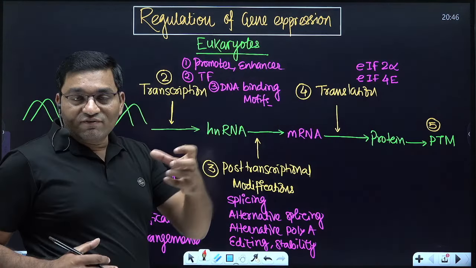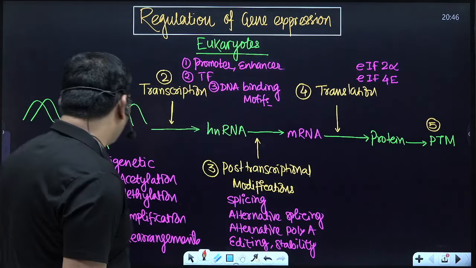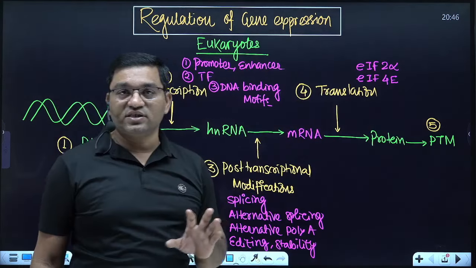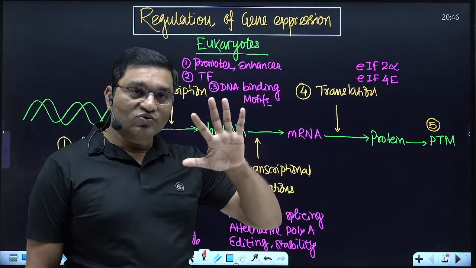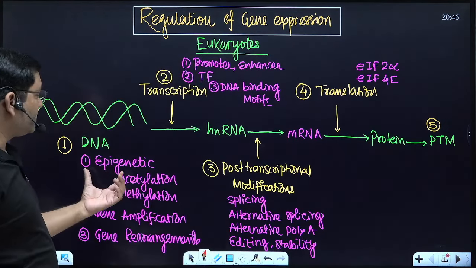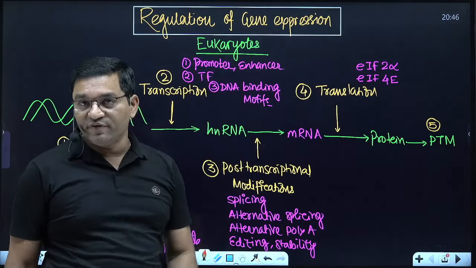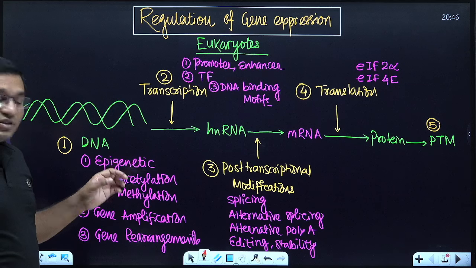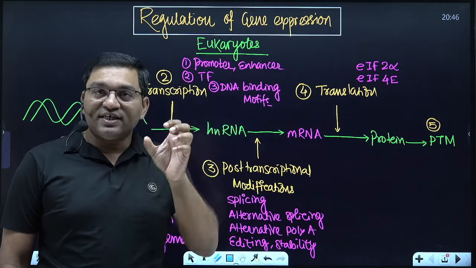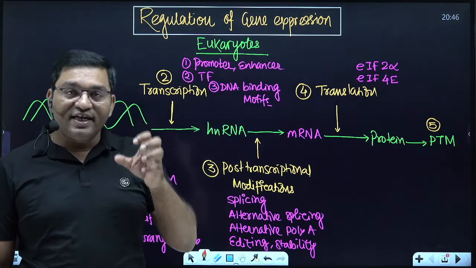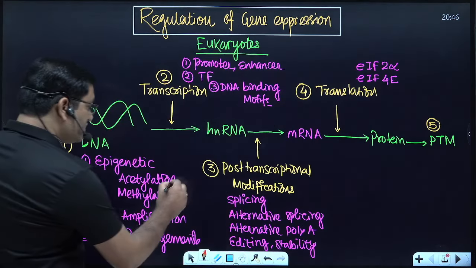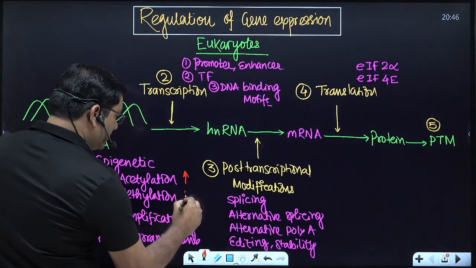So there are different levels for the regulation of gene expression. One at the DNA level, then the transcription level, post-transcriptional level, translational level, and post-translational modifications. These are the five stages at which the regulation of gene expression is done. The most important are the epigenetic modification and post-translational modifications. In epigenetic modification, without altering the nucleotide sequence, epi means above, genetic means genome, without altering the DNA sequence, reversible heritable chemical modifications in the histone proteins are done. For example, acetylation will increase the gene expression and methylation will decrease the gene expression.